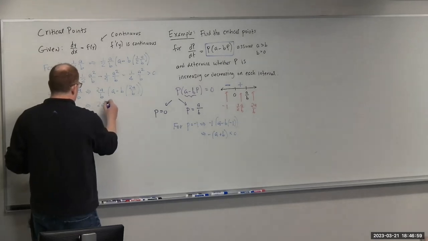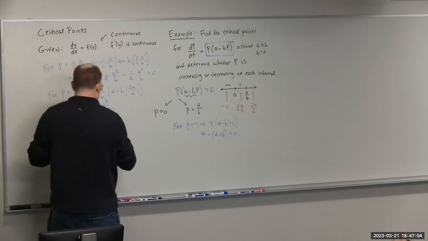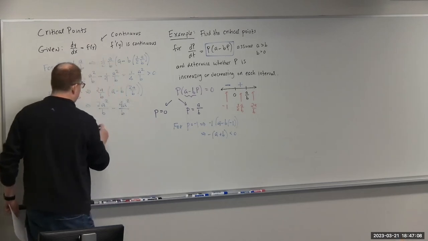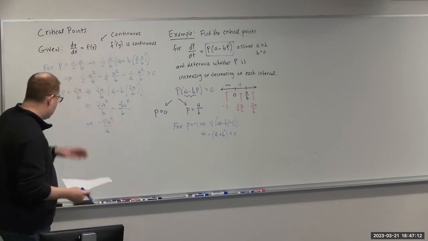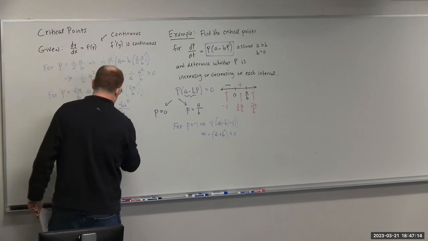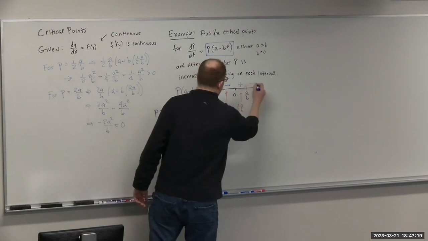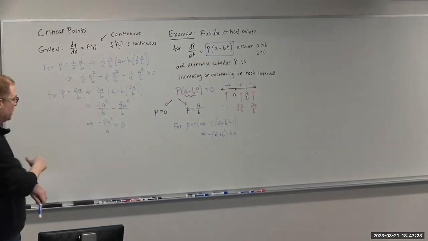All right, so that's going to be 2a squared over b, and then it's going to give us 4a squared over b, and then that's going to be minus 2a squared b. So therefore, because a and b are positive, this is going to be negative. That means everything in here is negative, all the slopes of those tangent lines are negative.